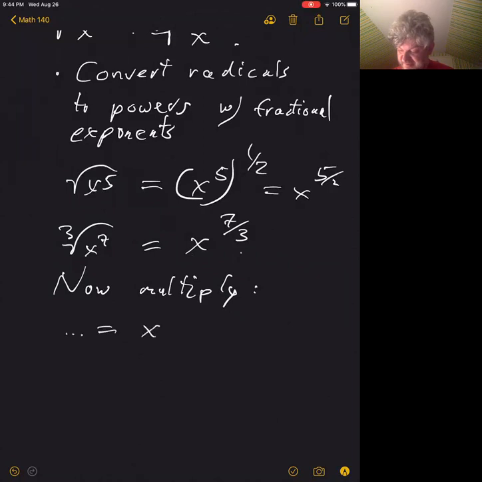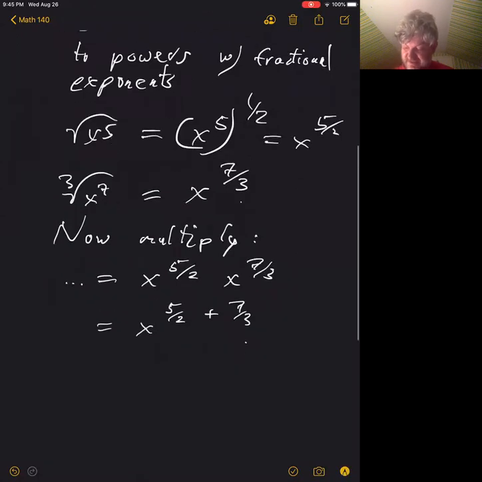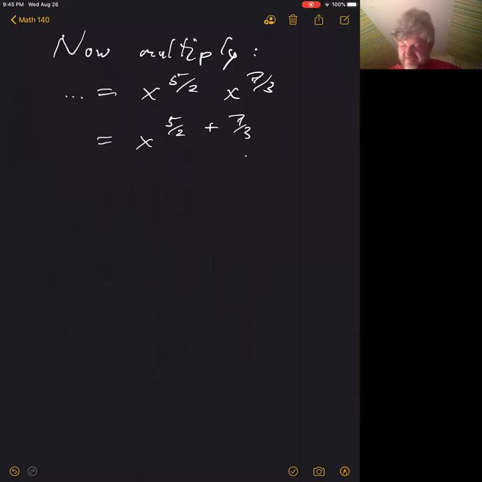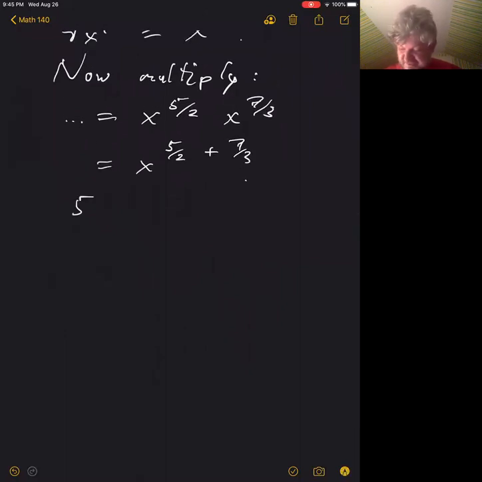My expression is x to the 5 over 2 times x to the 7 over 3. Now comes the first law of exponents. This is equal to x to the power 5 over 2 plus 7 over 3. So the exponents get added together. We still need to simplify that. So we have a sum of two fractions, 5 over 2 plus 7 over 3. We can spot the common denominator 6. And you want to do this on the fly, okay?